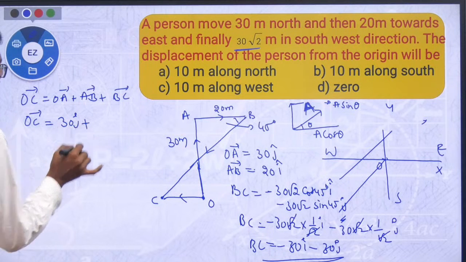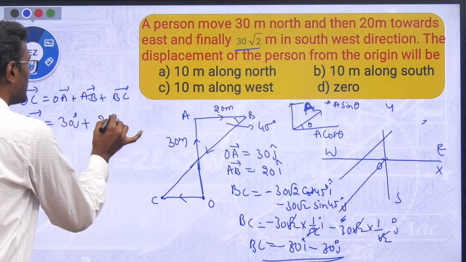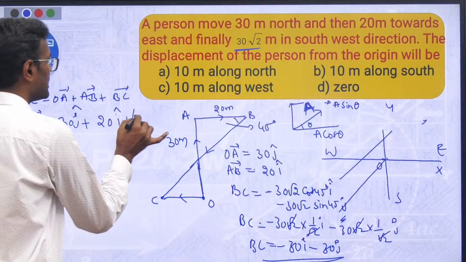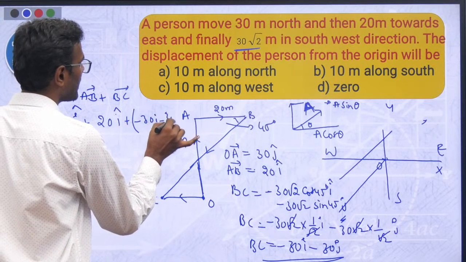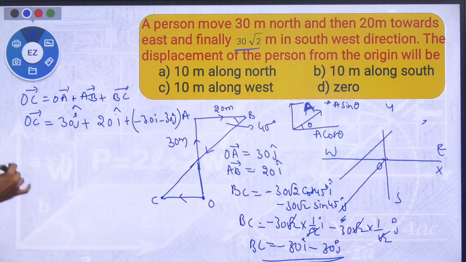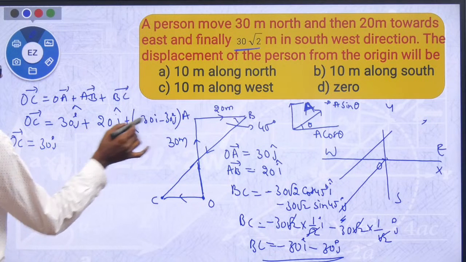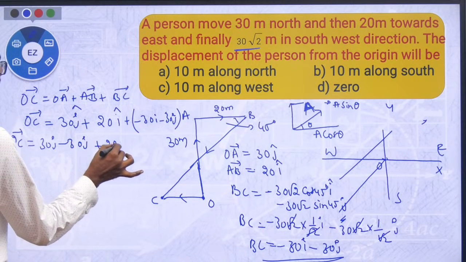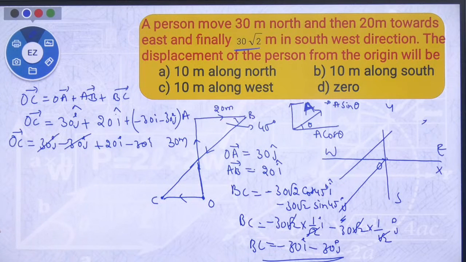30J plus AB. What is AB? 20 I cap plus BC is equal to minus 30 I cap minus 30 J cap. Okay, so then we'll write OC bar is equal to 30J minus 30J plus 20I minus 30I. So 30J and 30J get cancelled.